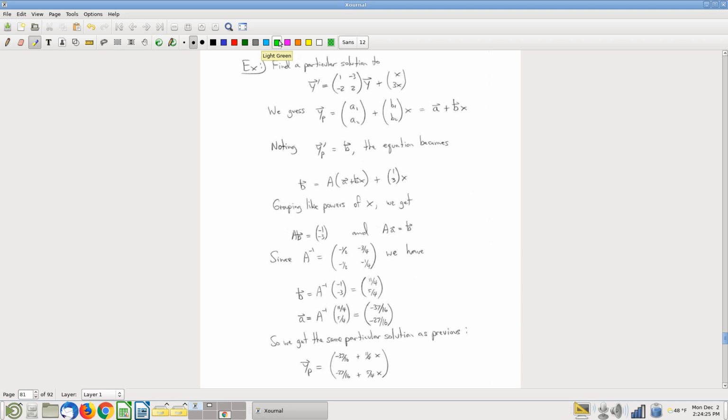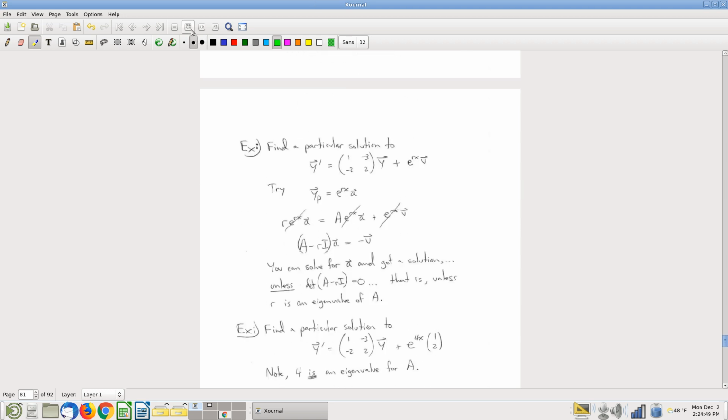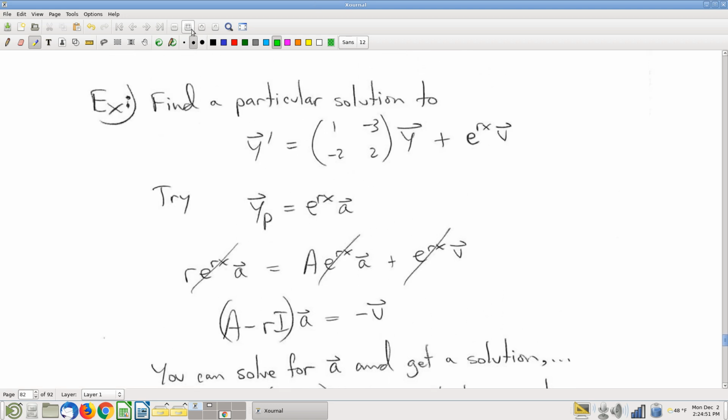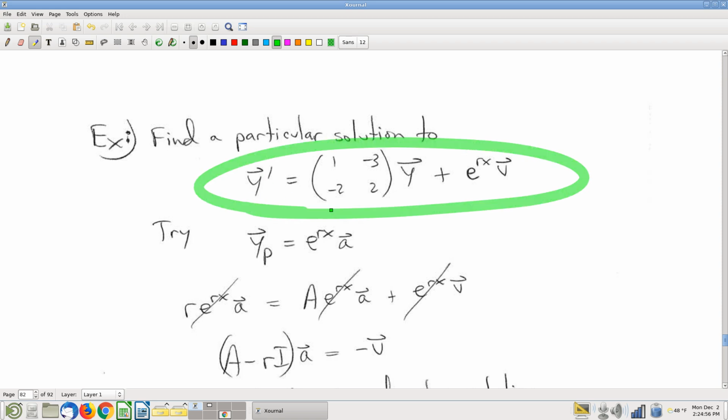Things are a little weirder when you're looking at the vector version of this situation, and it's prohibitively difficult to phrase a theorem that would actually be true that works in such broad generality. So I'm going to show you the next example, which just kind of points in the direction of that sort of weirdness. So let's suppose we wanted to find a particular solution to that equation.